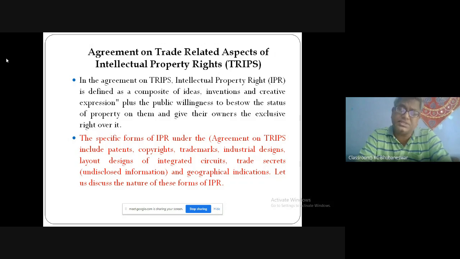But in a pandemic situation, all countries are focusing on relaxation of the TRIPS conditions, the IPR conditions, intellectual property right conditions. That type of property right which results in patents, related to copyright, related to trademarks, related to industrial design, related to layout design, related to any type of trade secrets.